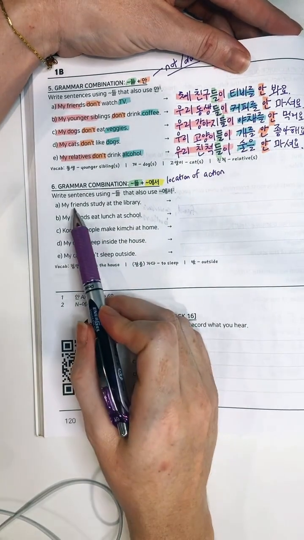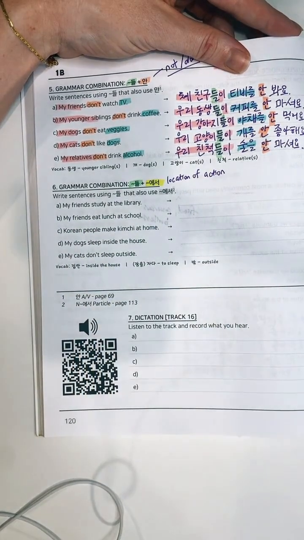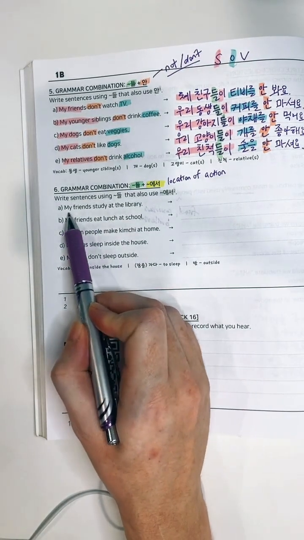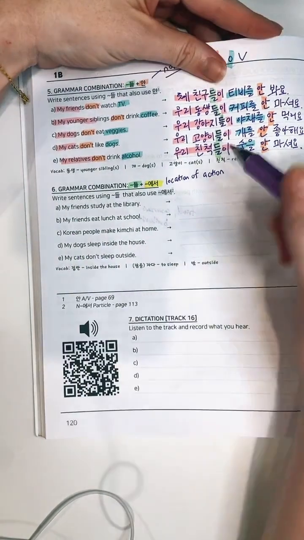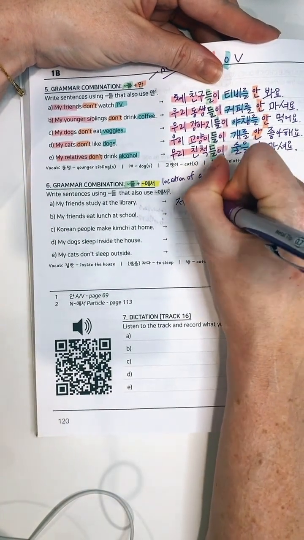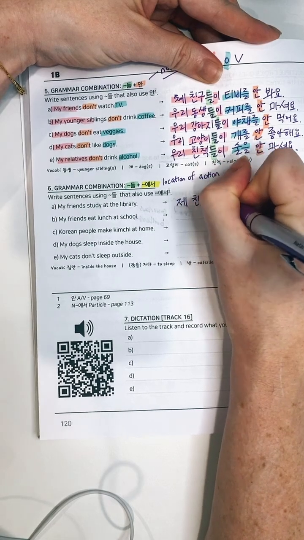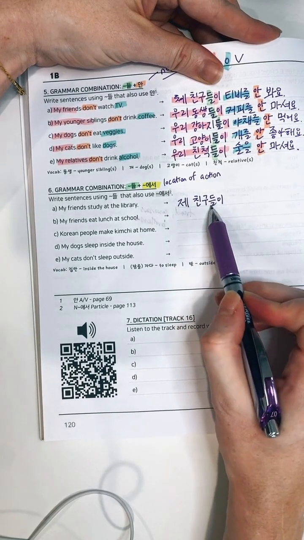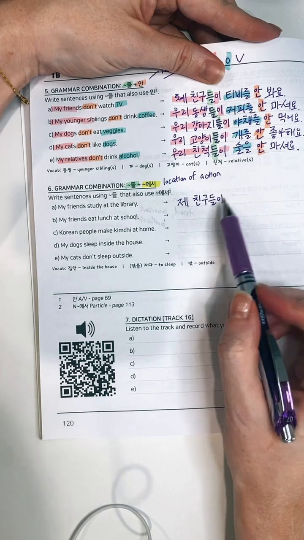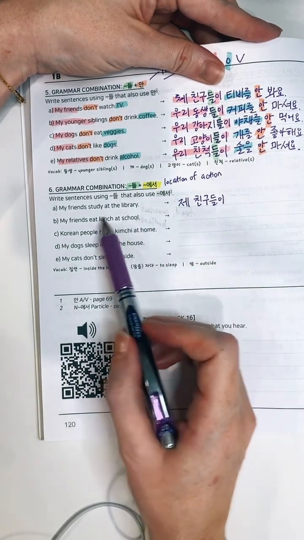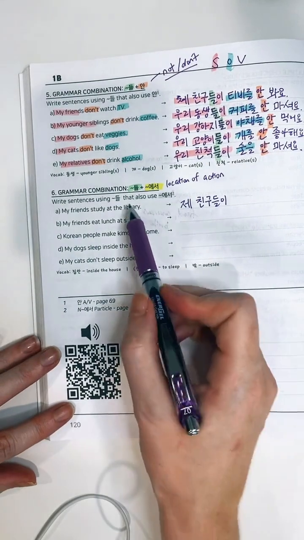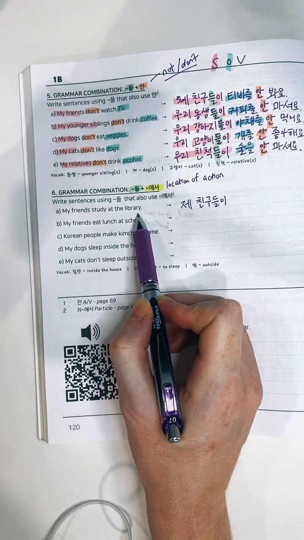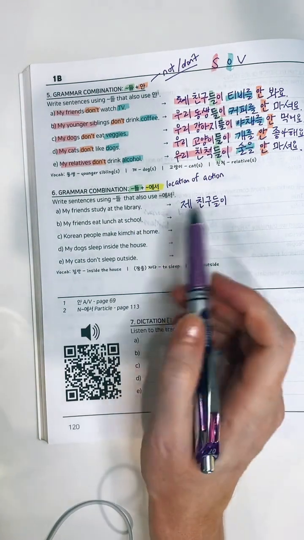The first one is, my friends study at the library. First thing we have our subject, which is my friends. We know this from earlier. That's 제 친구들이. 제 means my. 친구, friend, 들, plural, 이 subject particle. 제 친구들이. Now next we're going to have our location, at the library. Does anyone know what the word for library is in Korean? The word for library.